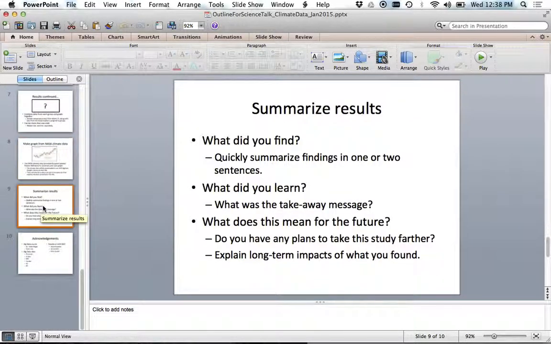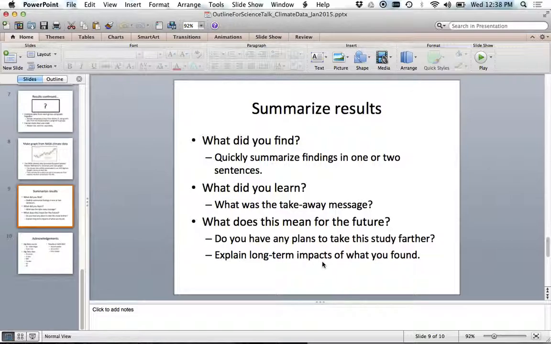Then your final slide, after you've shoved all this information down their throats, what you want to do is you want them to remember it. So you want to summarize in a few sentences what you discovered. Hey, we think the temperature is rising in the U.S. based on this, right? When looking at the world, we saw this. And then what's your takeaway message from that? The planet's burning up. What does this mean for the future?